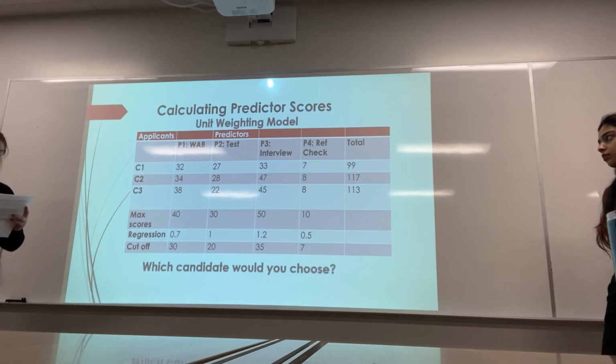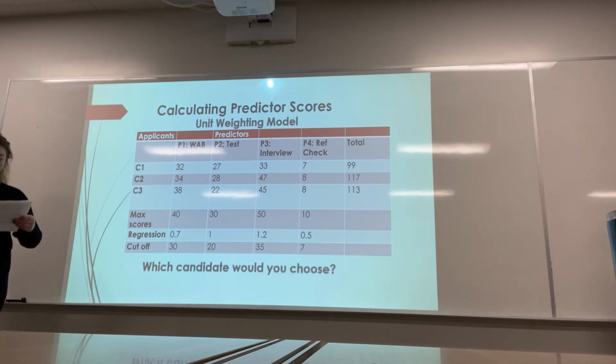So to begin, if we wanted to use this unit weighting model, we must assign the weights to reflect the most important attributes of the selection process. So in this situation, that would be the interview, and it is worth 50 points. And after collecting these scores using the unit weighting model, we would just add them together, and then the individual with the highest score would be chosen. So for you guys, who would you choose out of this? Candidate 3? Yeah.